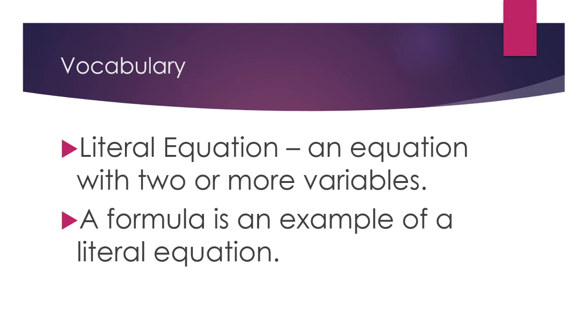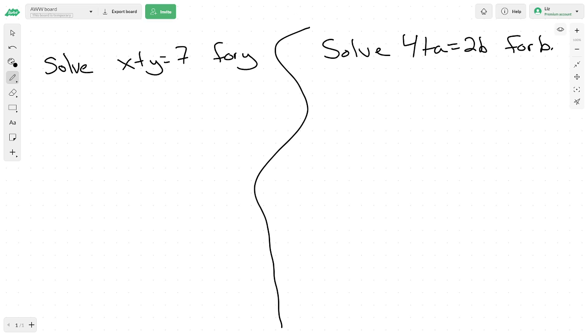Here's some vocabulary. A literal equation is an equation with two or more variables. Formulas, like we've been looking at, are examples of literal equations. Formulas have more than one variable. Here are some examples of literal equations. X plus y equals 7. It has an x and a y variable. 4 plus a equals 2b. It has a variable of a and a variable of b. These are not specific formulas, but they are equations that have more than one variable, so they are literal equations.